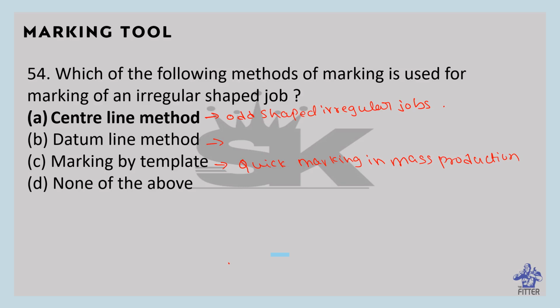A datum line is a reference line from which all other lines are marked. It is a reference line from which all other lines are marked.